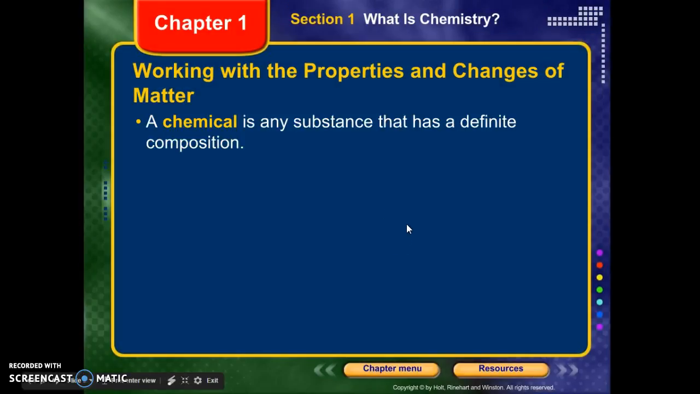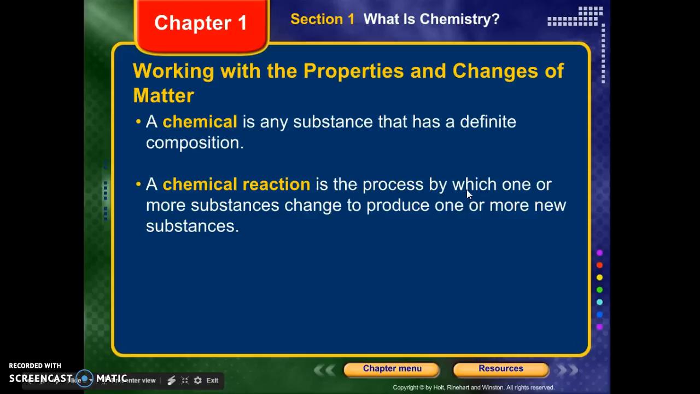First of all, a chemical is any substance that has a definite composition, such as H2O, S8, C2H2. They have exact relationships. A chemical reaction is the process by which one or more of these chemical substances changes to produce one or more new substances.